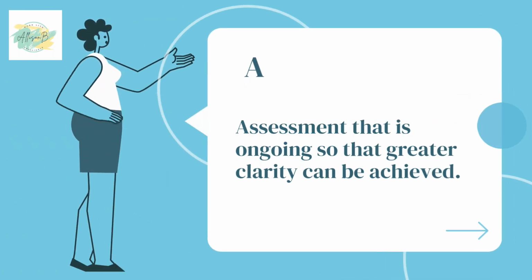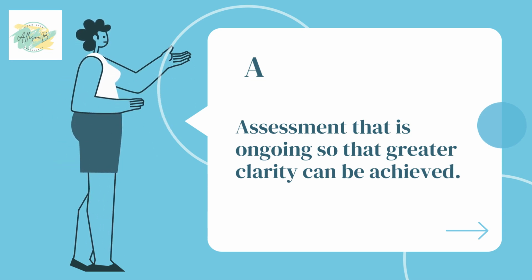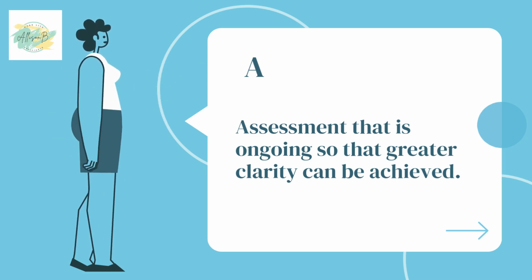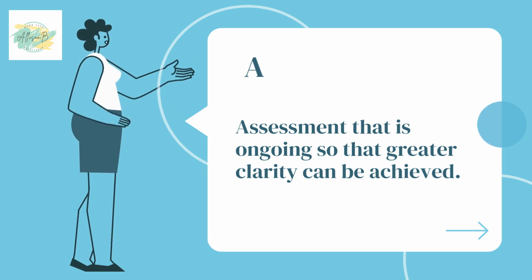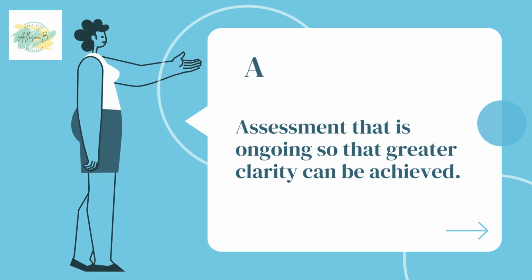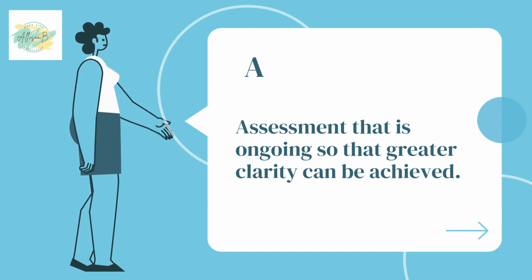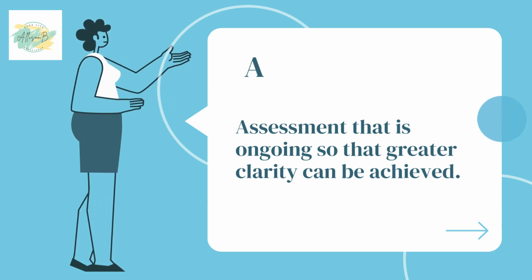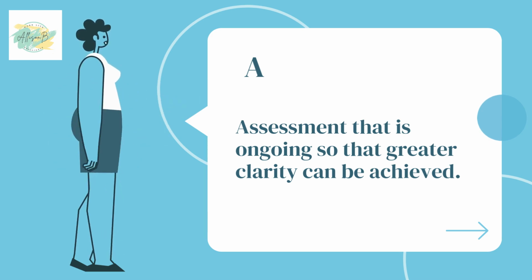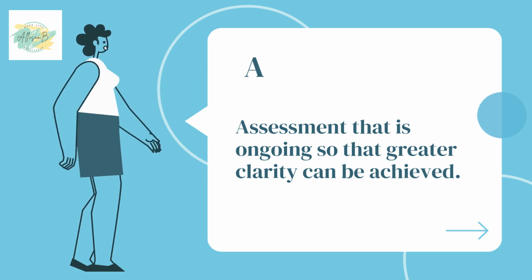The next letter is the A, assessment that is ongoing so that greater clarity can be achieved. Why do we say assessment that is ongoing? Didn't we do an initial assessment in the V, the vision identification? Well, that was an initial assessment. And you're going to continue to do that all throughout your contact with your client. A common mistake is to do that initial assessment and to think assessment no longer needs to be done.